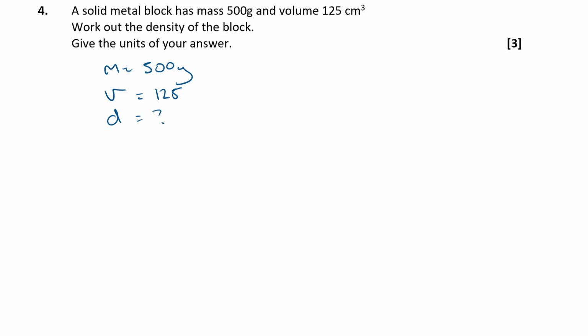Okay, so I know a formula for density. It is density is equal to mass divided by volume. Comes up in physics as well, this one, doesn't it? So you should know this one. So density is mass, which we found out to be 500, divided by volume, which is 125. Okay, how many times does 125 go into 500? 125 doubled is 250 and doubled again is 500, so it goes in 4 times, doesn't it?